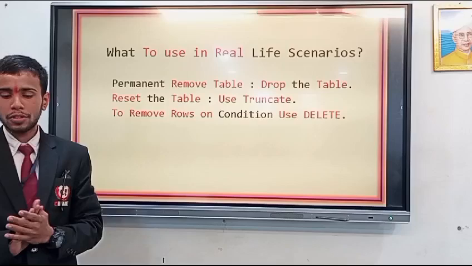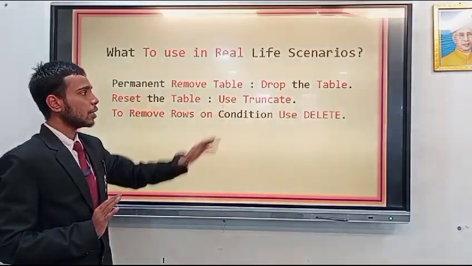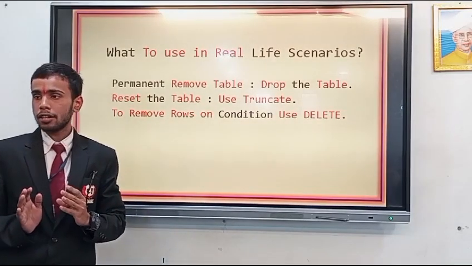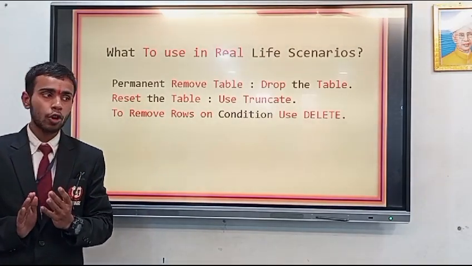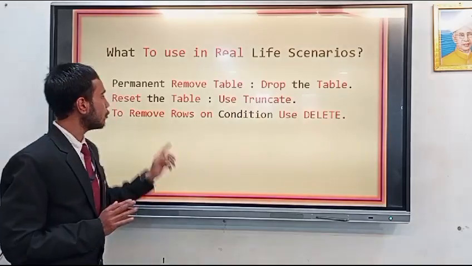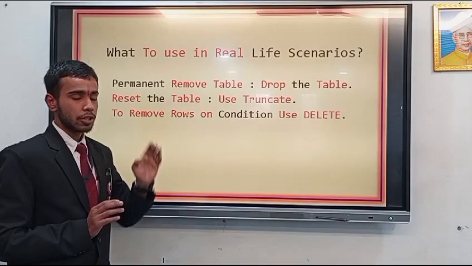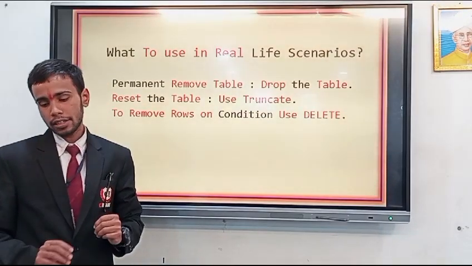What to use in the real life scenario? The permanent removal of the table is required, then we will drop the table. If we are required to reset the data, we have to reset the auto increment counter of the table, then we are going to use the truncate command for that, and to remove the rows on the basis of any condition, we will use the delete command.